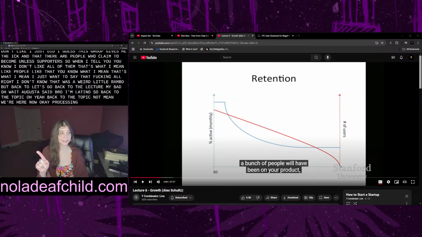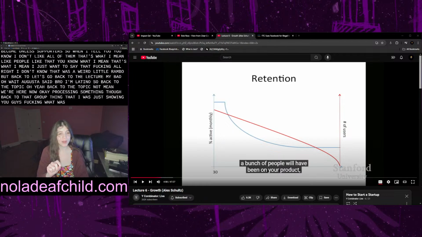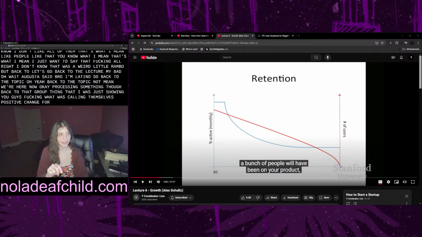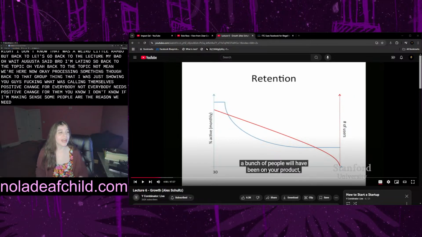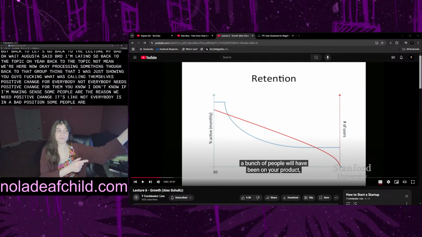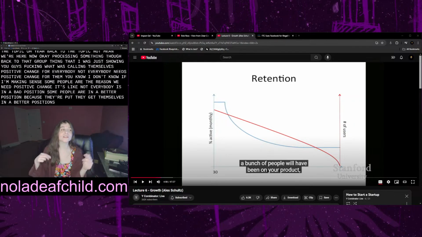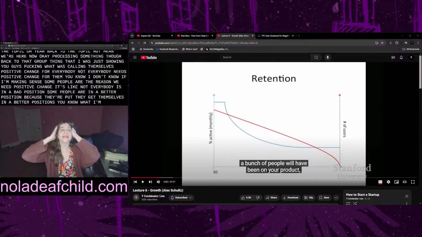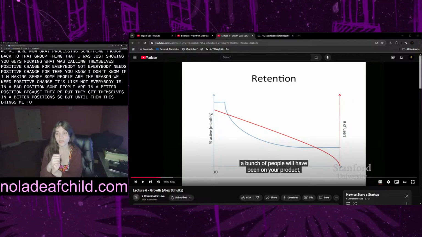Okay, processing something though. Back to that group thing that I was just showing you guys, where it was calling themselves positive change for everybody. Not everybody needs positive change for them. I don't know if I'm making sense. Some people are the reason we need positive change. It's like, not everybody's in a bad position. Some people are in a better position because they get themselves in a better position by putting themselves in a bad position. I don't know. So there's something about who's running the group, you know what I mean? It's just the group, and so then this brings me to retention here.